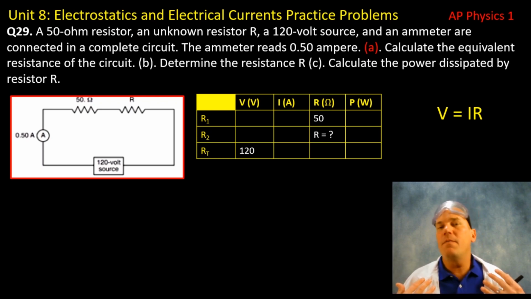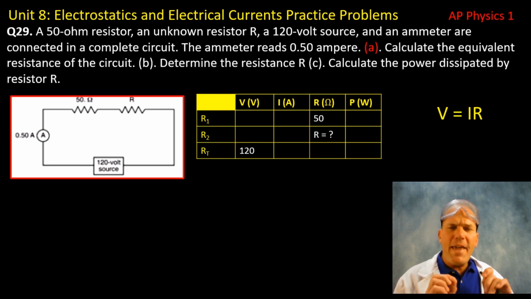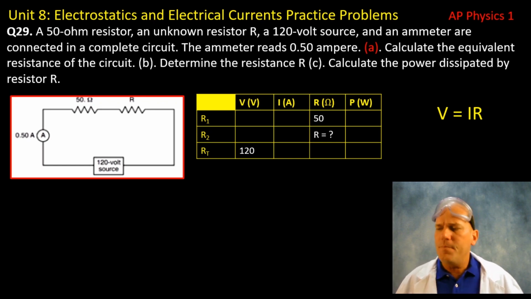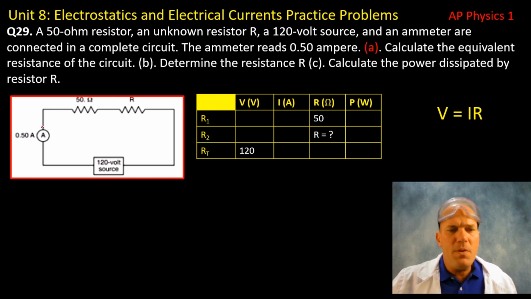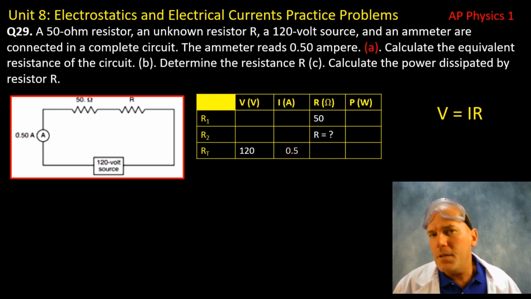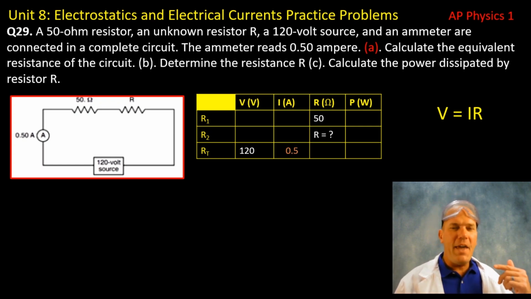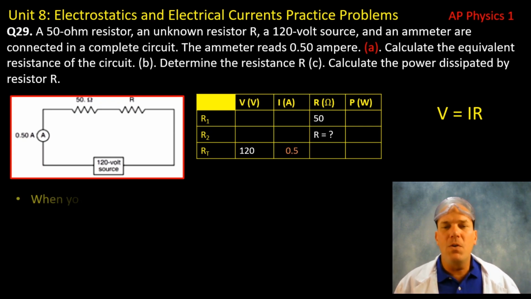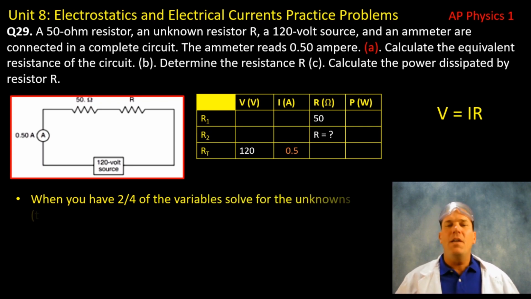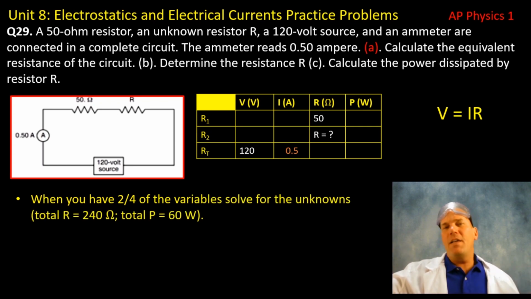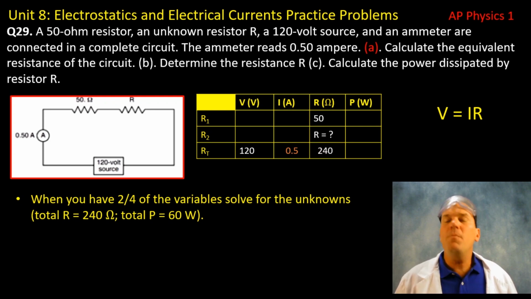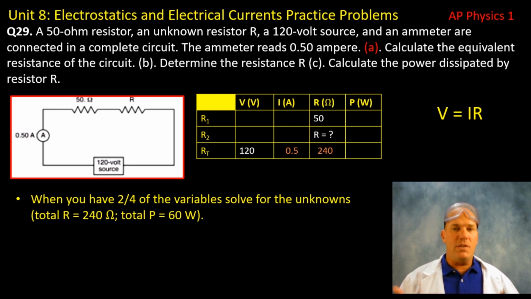We have the value for one resistor. But we also have an ammeter, and that ammeter is located in such a position where this is going to be the total current for the circuit. And because it's the total current for the circuit, we can then go on and calculate a number of values here, including the total resistance, which is what A is asking for.